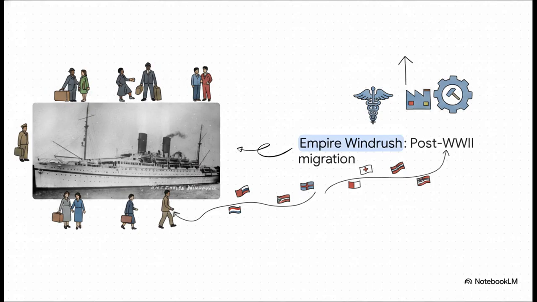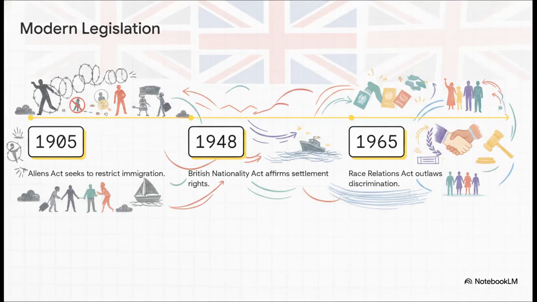This iconic ship marks the start of large-scale Commonwealth migration to Britain after the Second World War. These arrivals, alongside refugees and asylum seekers, answer the call to help rebuild fractured public services, like the NHS, and jumpstart the post-war economy. But you know, the modern experience was also defined by intense legislative battles.